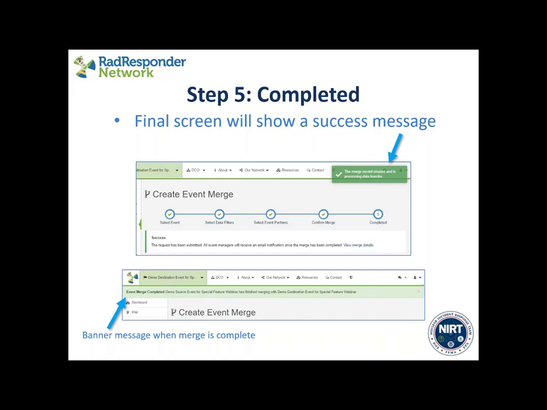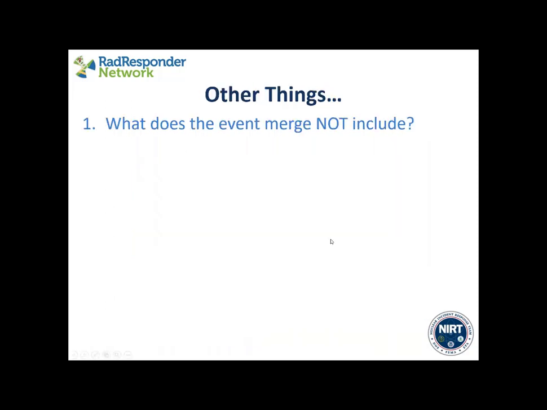So if you're only talking 10s or 20s or maybe even in the low hundreds of readings, that merge should happen pretty quick, less than a minute. But if there were an event that's been going on for a long time with tens of thousands of records, the merge could take longer. It's going to run in the background, moving the data over, and again, you'll get a notification when it finally completes. So what data does the event merge not include?